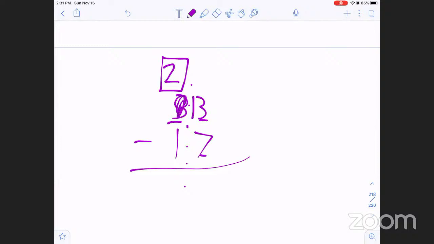I need to remember to scratch out my 3. 13 minus 7 gives me 6. And 2 minus 1 gives me 1. So I get 16.